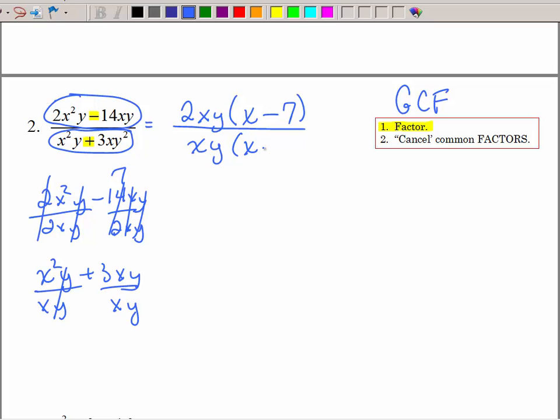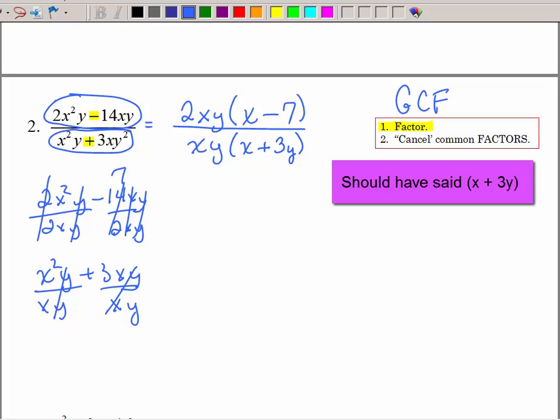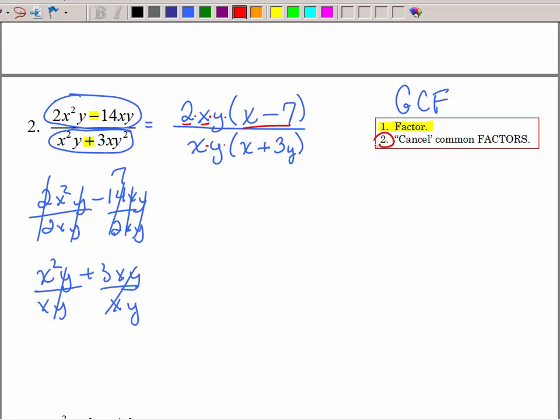That would leave me an x plus 3. Alright, so let's look at my factors. I have a 2, an x, a y, and an x minus 7. On bottom, an x, a y, and an x plus 3. Those are my factors. So now can I cancel out any common factors on top and bottom?